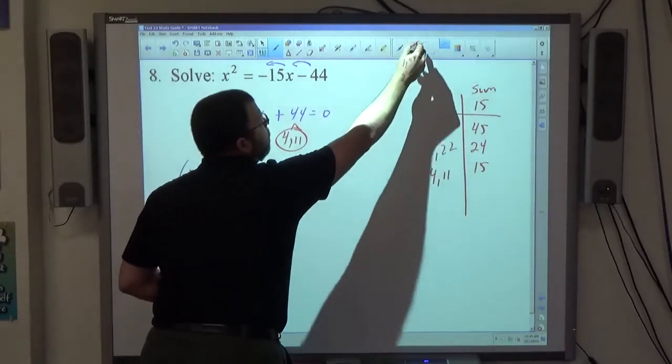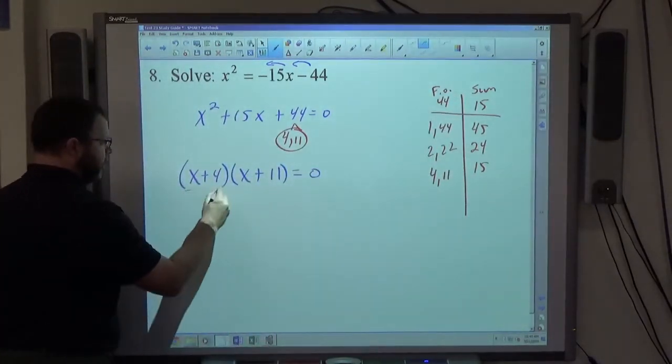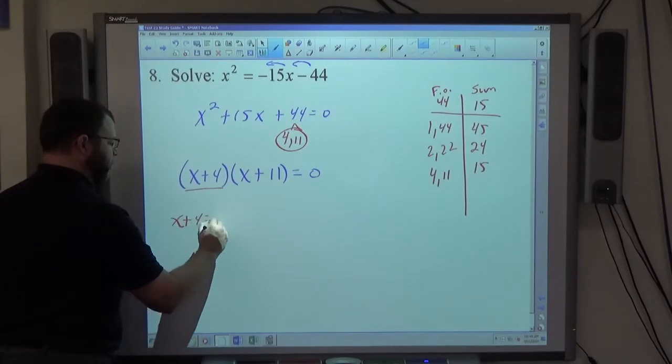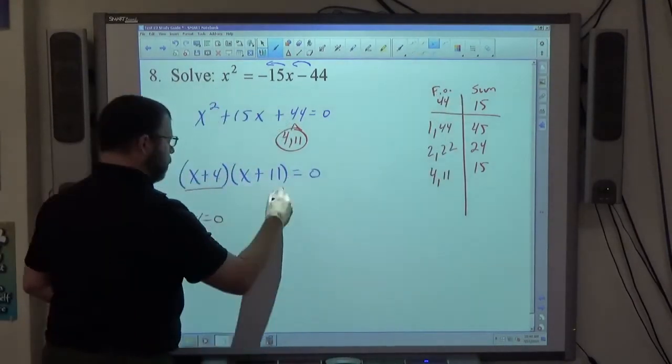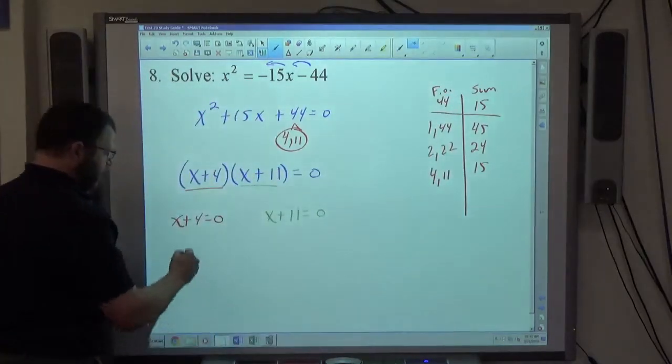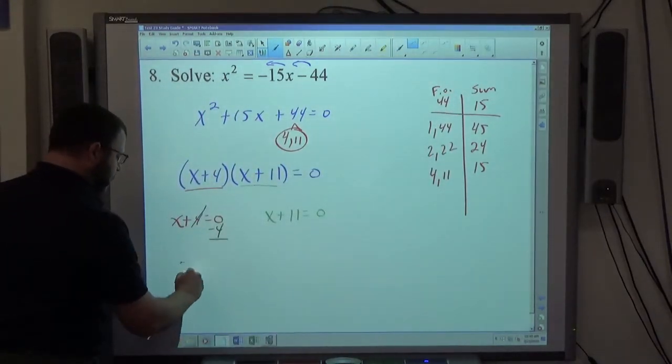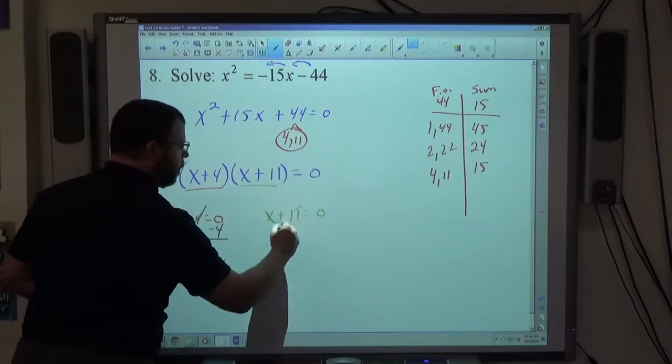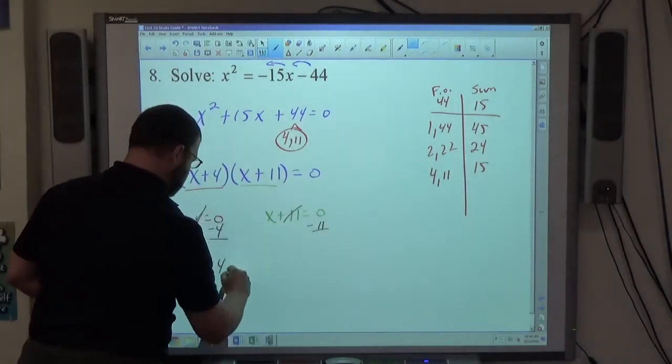And just like the last two problems, factored form equals 0. So either factor 1 equals 0 or factor 2 equals 0. And solving each one individually, move the 4 over, change the sign, gets me x equals negative 4. Move the 11 over, subtract, we get x equals negative 11.